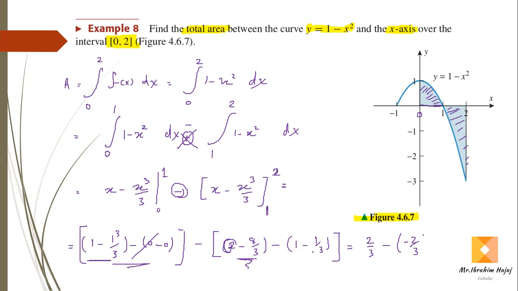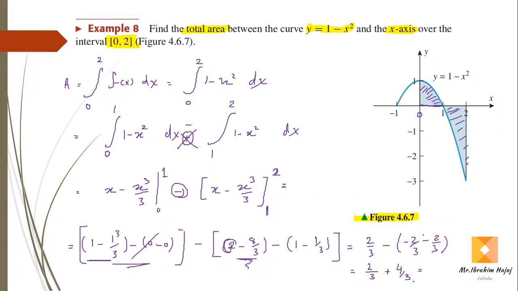Okay, and then 1 minus 1/3, which is 2/3, 2/3 as well, multiplied by negative, so it's a negative 2/3. Okay, equals 2/3 minus negative 2/3, which is 4/3, negative 4/3, and we have minus here, so it's positive 4/3.